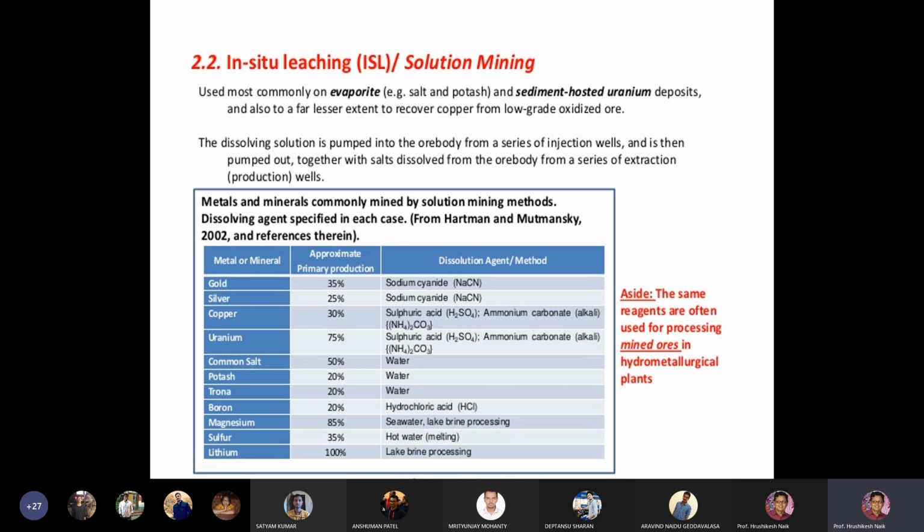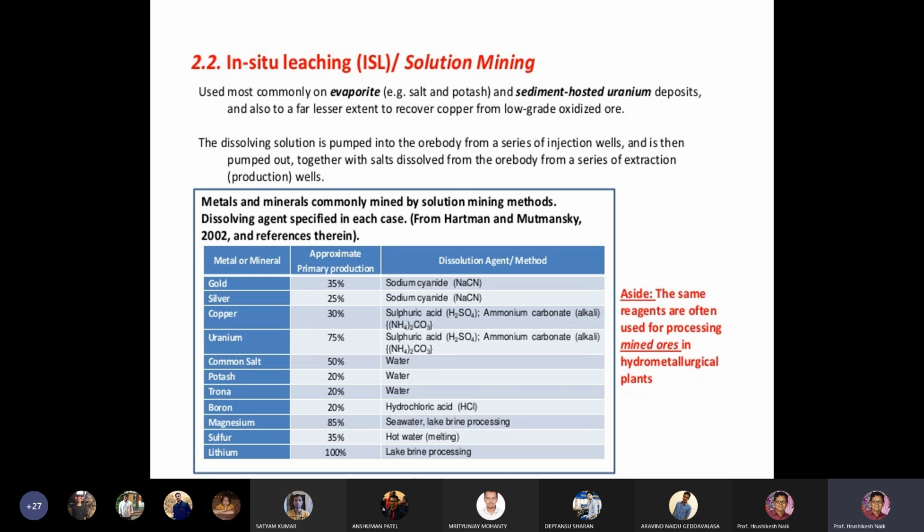And common salt is mined by using water, only water, no acid, no alkali. So if it is common salt mining, you get 50% production. For potash mining, you use water, and you get 20% production. In the case of trona, you get 20% production by using water. And if you are mining boron, you get 20% production, and the acid used is hydrochloric acid, HCl.